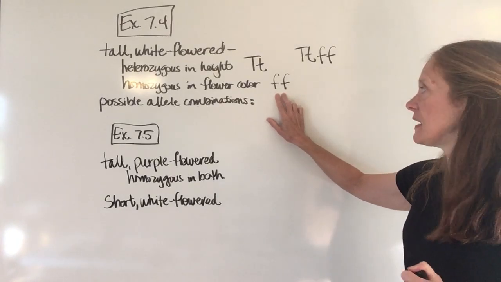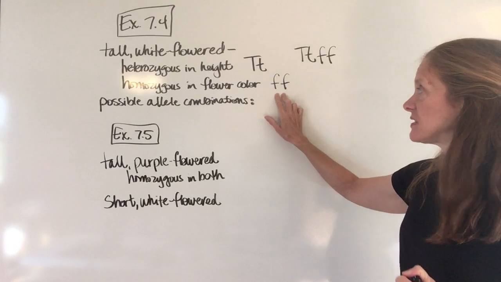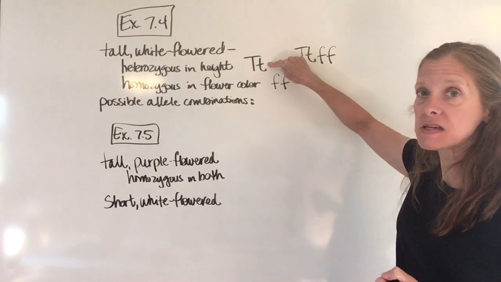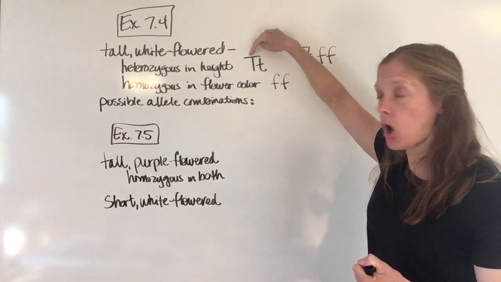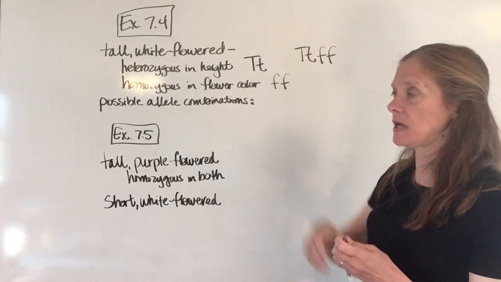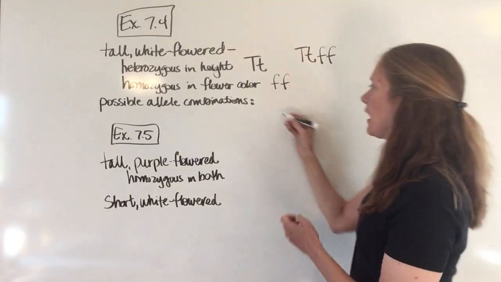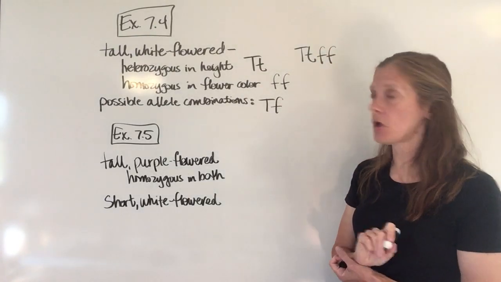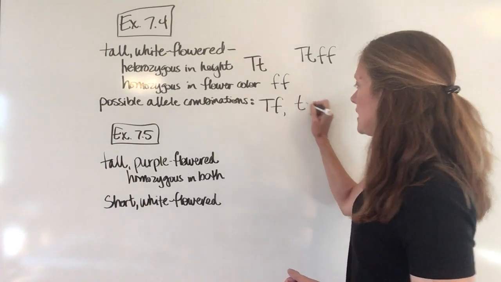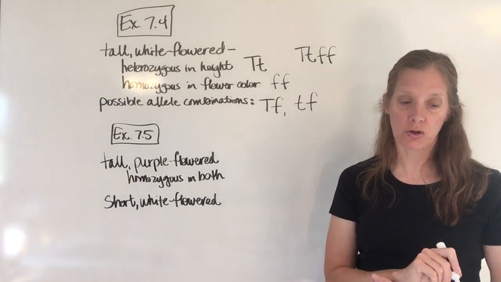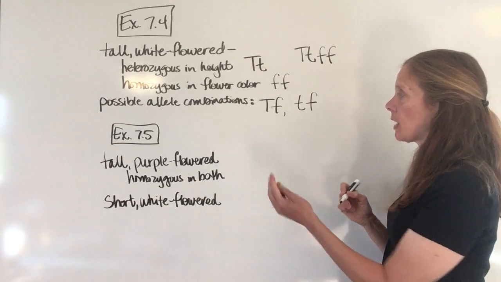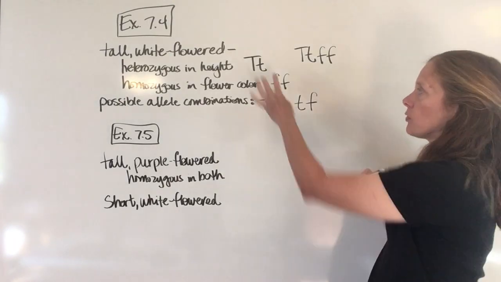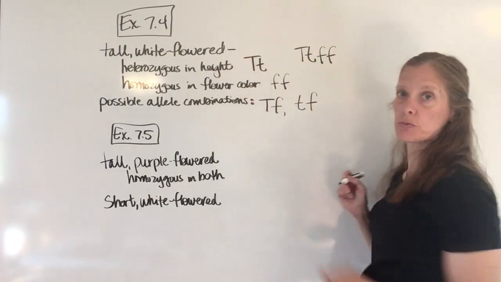Well, the only possible allele that it can give for flower color is a little f. That's the only thing it has, so it cannot give anything else. But in height, it can give either a capital T for a tall plant or a little t for a short plant. So what that tells me is that I can give a capital T, but it's got to be paired with a little f, or I can give a little t, but it will also be paired with a little f. Okay, so the possible allele combinations are capital T, little f, or little t, little f. Those are the only possible combinations that I can get from those two.